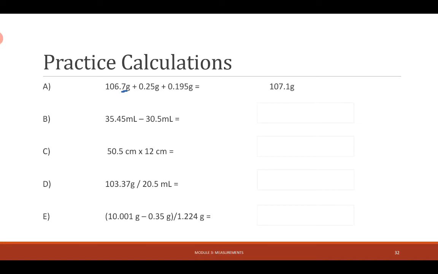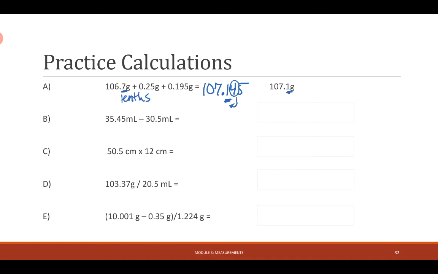I know what I typed in wrong on my calculator. I typed in the first thing backwards. Instead of typing in 106, I typed in 160. So the calculator output should have been 107.145, but it's still significant to the 10th place. And so we take that 4 and we round down, and so that's 107.1.